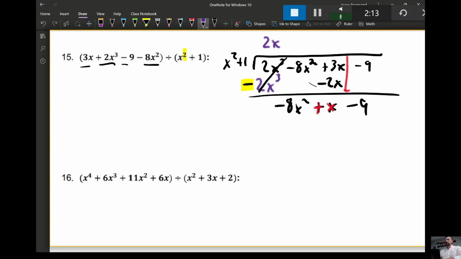Okay, and then repeat. Looks like the next part should be negative 8, because negative 8 times x squared would be negative 8x squared. Also, negative 8 times 1 would be negative 8. So again, you can put that here if you want to. Just be careful not to try to force these together because they're not like terms. You might want to line it up with the constant because those are like terms. Before you forget, change the signs and add.